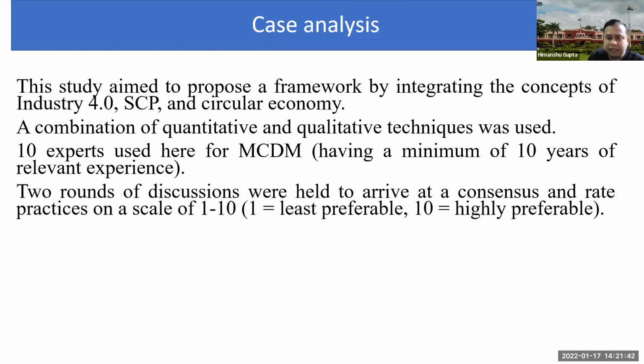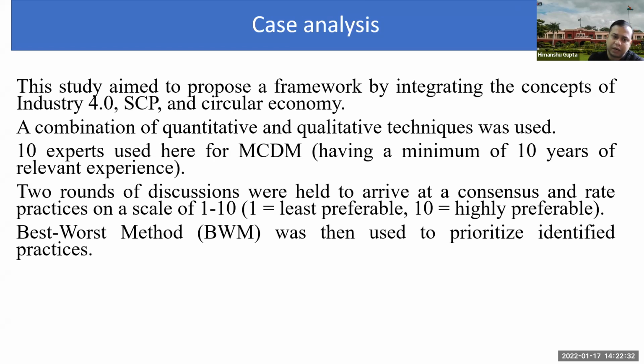The first round of discussion was held after framing the initial framework through literature review, on what can be the possible indicators under these three categories. Then the discussion with experts was held, where they were asked to indicate whether they think these indicators that we had identified through the literature review are related to our particular case study or not. And once the most relevant indicators were finalized, the MCDM technique, that is best worst method, was used to prioritize the identified practices.